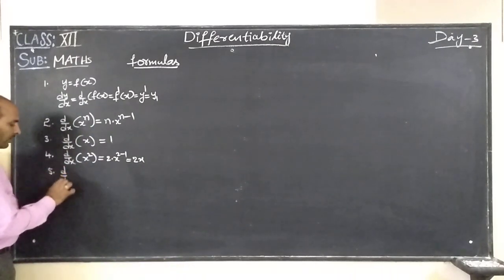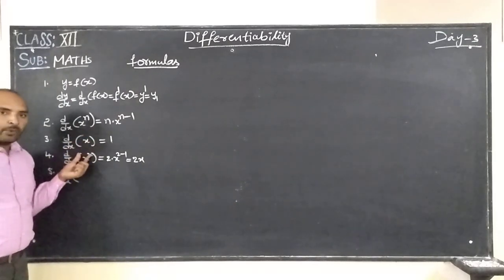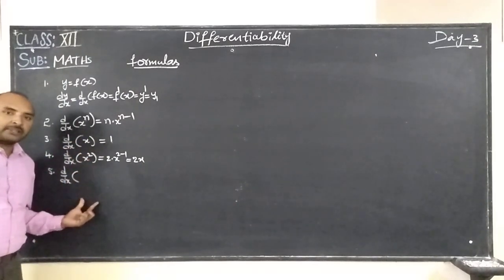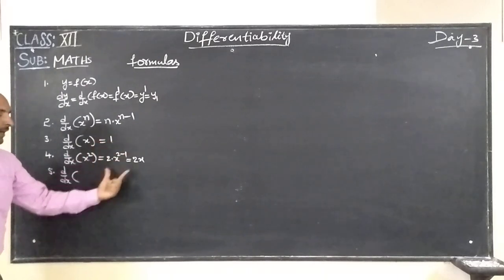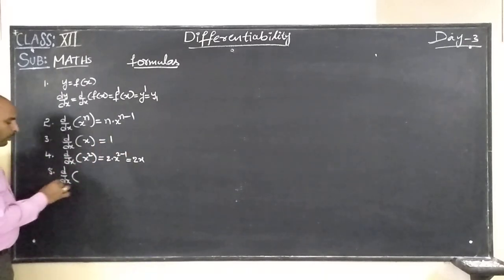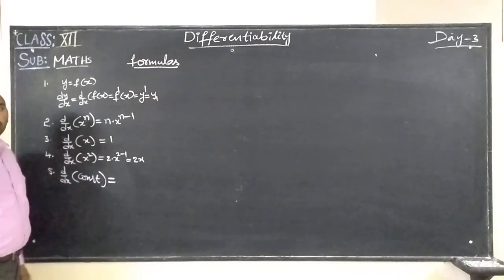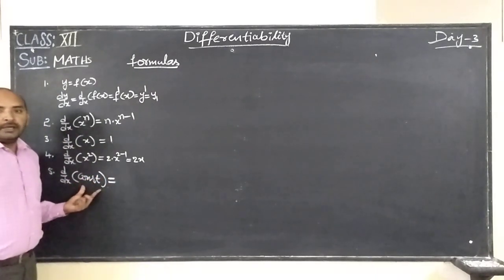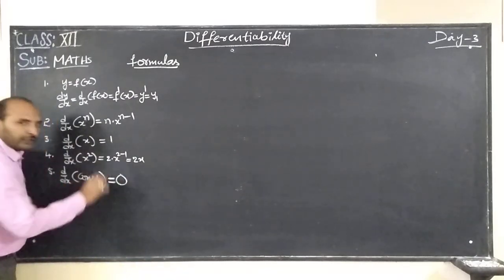d by dx of x power 1, x square, x cube, x power 4, x power 5 and so on. Instead of n, you can substitute the values and you will get the formulas. So now derivative of constant. Derivative of constant or k, d by dx of constant is always 0.